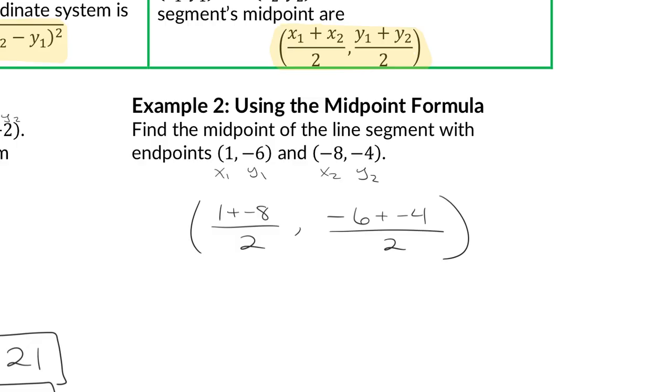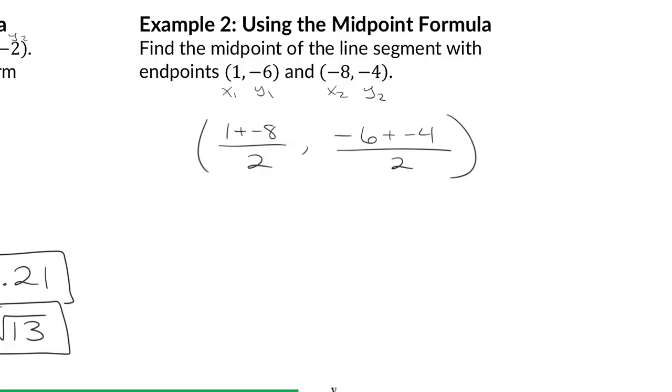We just need to simplify as much as possible. 1 plus -8, what do we get? -7. Then we have -6 plus -4. That's -10.